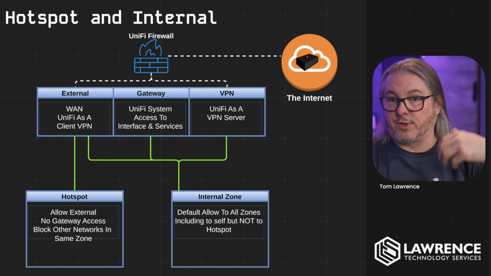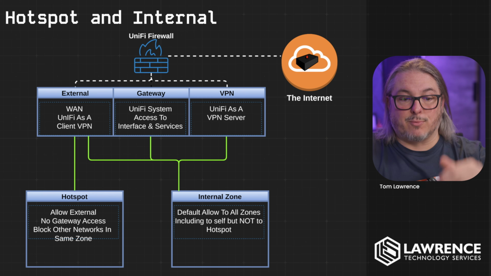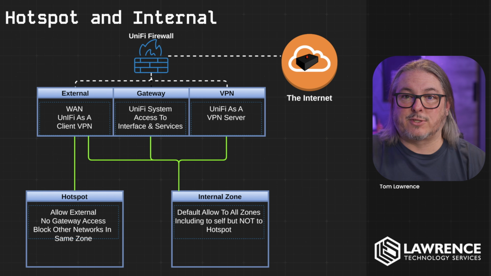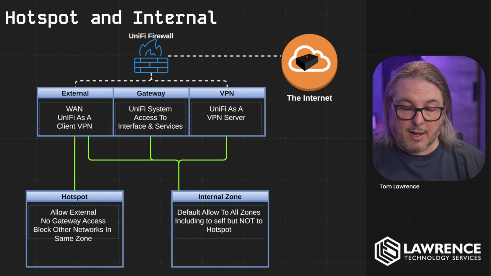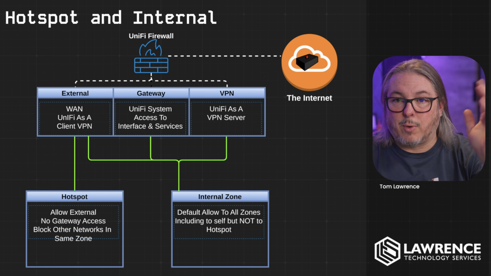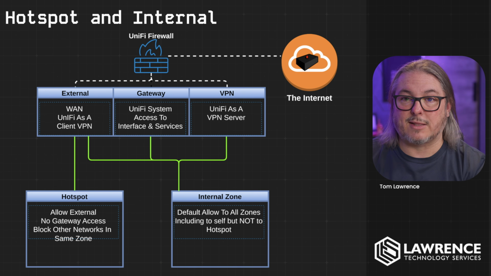There's, by default, and you can override any of these zone policy rules, but there's by default no way for it to talk to anything else on the network. So hotspot's a good place for things like a guest network. It has no access to the gateway. It just is allowed to leave the network and go out to the internet. End of story. That's where it stops.